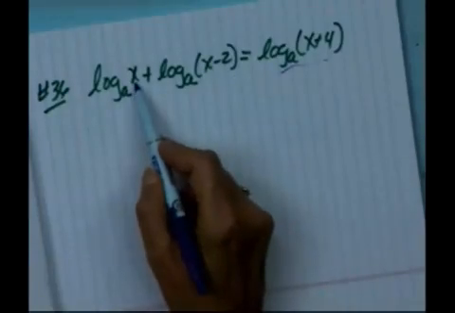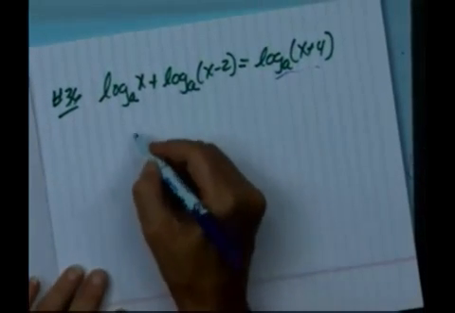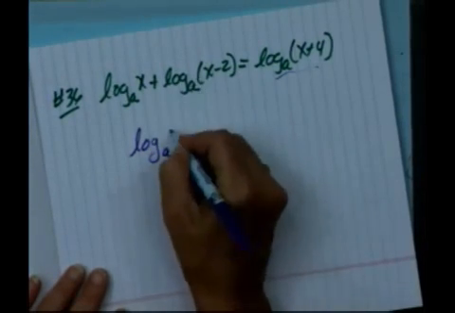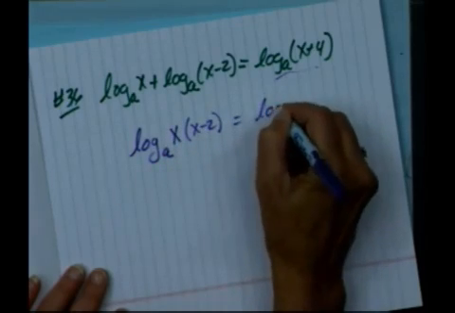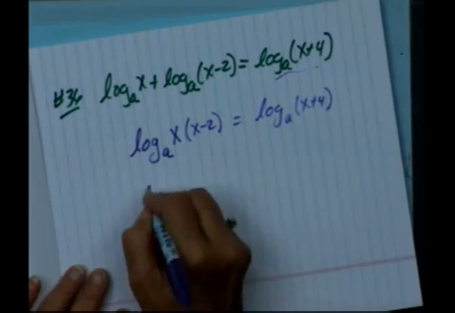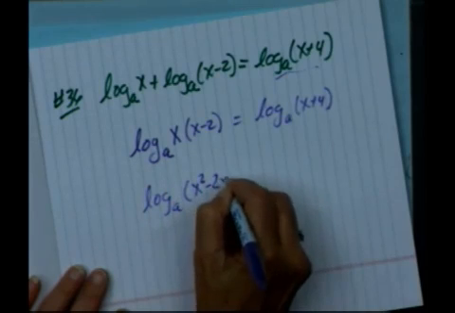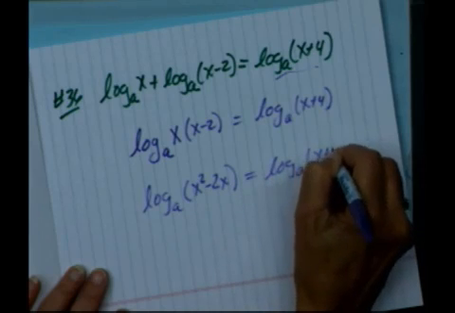So, I would like to apply that property. What do I need to do on the left first? Okay, get it to a single log expression. So it's going to be log to the base A of x times x minus 2, and this equals log to the base A of x plus 4. Log to the base A, x squared minus 2x equals log to the base A, x plus 4.